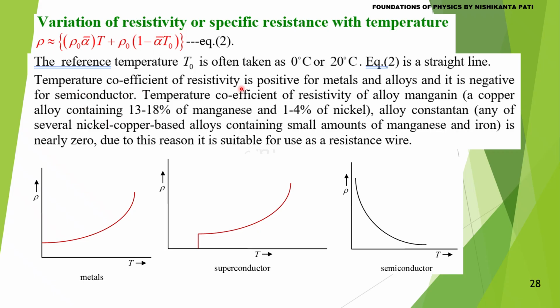The temperature coefficient of resistivity is positive for metal and alloy. So for metals and alloys, with rise of temperature, the resistivity increases. The graph is this way. For superconductor, the graph will be like this. For semiconductor, the alpha is negative. That means with the rise of temperature, the resistivity decreases. So this is the graph. The alloys manganin and constantan are used for making fixed resistors because for them the alpha is very small and positive.